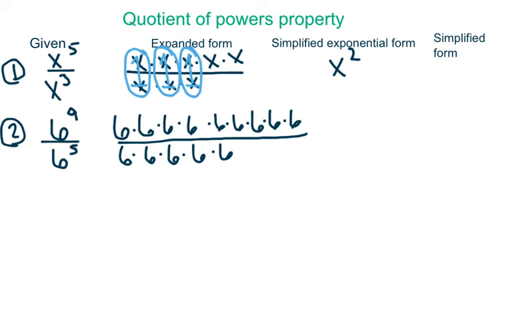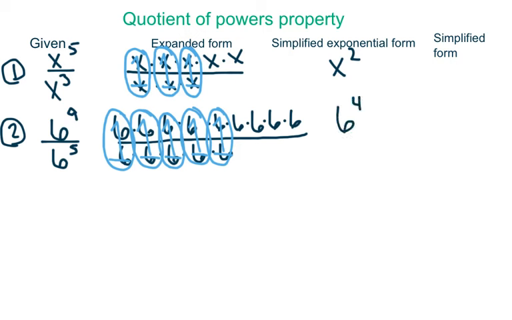We're going to do the same idea as above. 6 divided by 6 is 1. 6 divided by 6 is 1. 6 divided by 6 is 1. 6 divided by 6 is 1. And 6 divided by 6 is 1. So what we really have left is 6 times 6 times 6 times 6, or 6 to the fourth power. The simplified form of that you would type into your calculator, and you get 1,296.